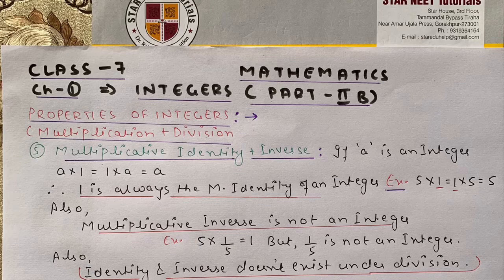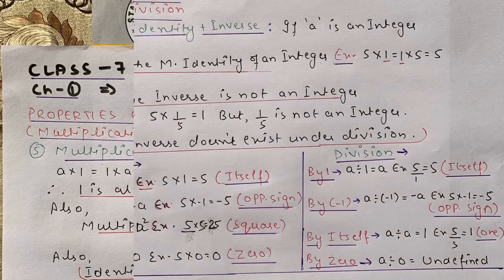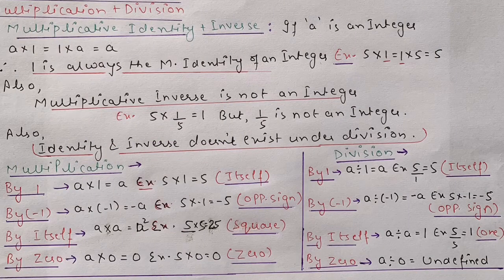Now next I am taking some multiplication and division. These are not properties, these are basically situations or scenarios. If you multiply any integer by 1, you will get the number itself. This is the first one. If you multiply any integer by minus 1, you will get the integer with opposite sign. As you can see, 5 I am multiplying by minus 1, so you are getting minus 5.